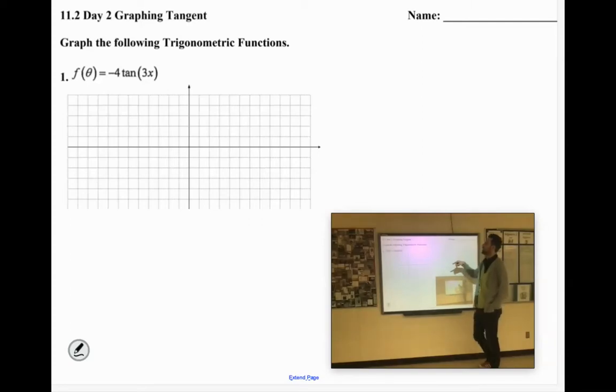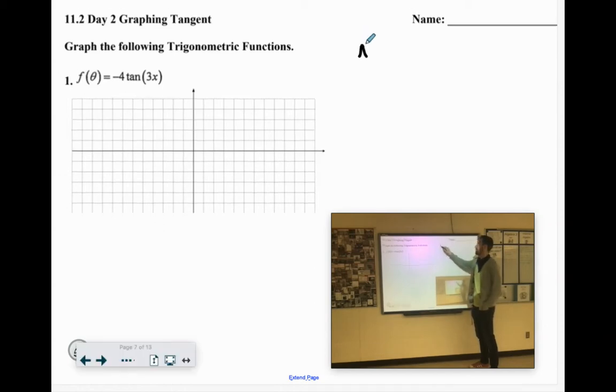Graph the following trigonometric function: -4 times tan of 3x. So remember, the -4 shows us a couple things. It shows us the direction, so now it's going to be a reflected tangent graph, so it's going to go down and to the right.